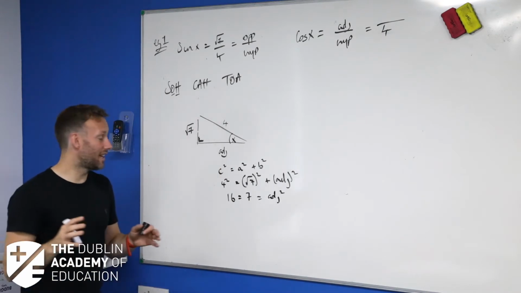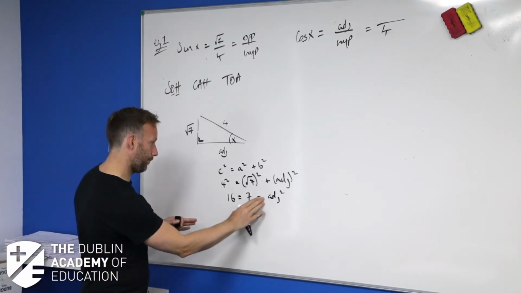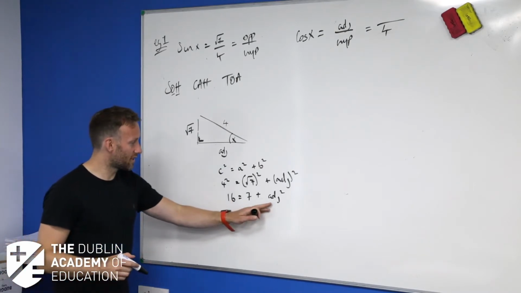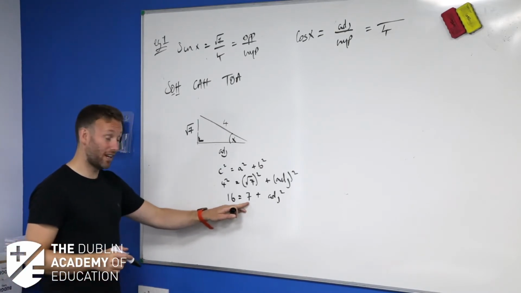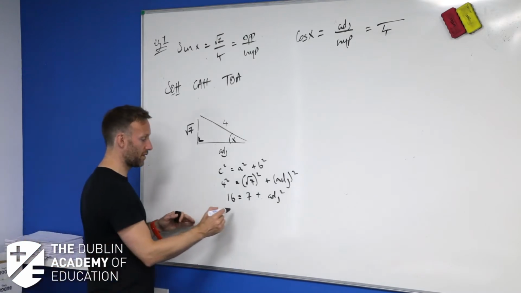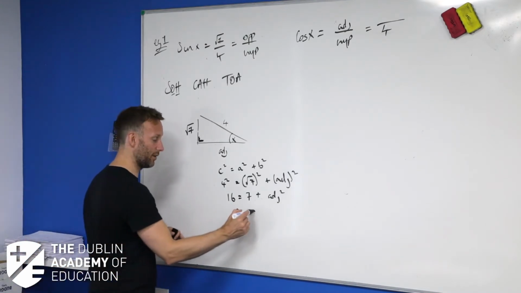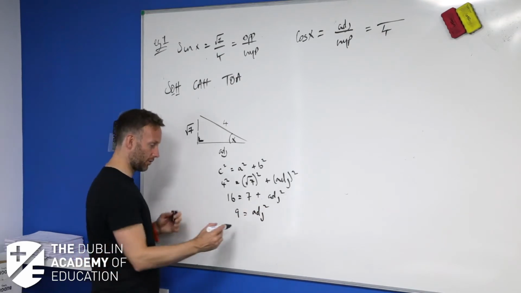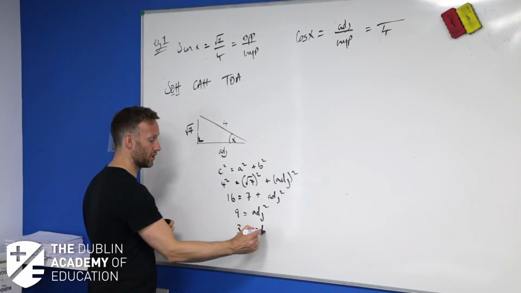Now let's just isolate the adjacent, right? So let's get rid of this 7, subtract 7 on both sides. If we subtract 7 on both sides, we get 9 is equal to the adjacent squared. And how do you get rid of the squared? We're going to have to get the square root. So if we get the square root of both sides, 3 is equal to the adjacent.